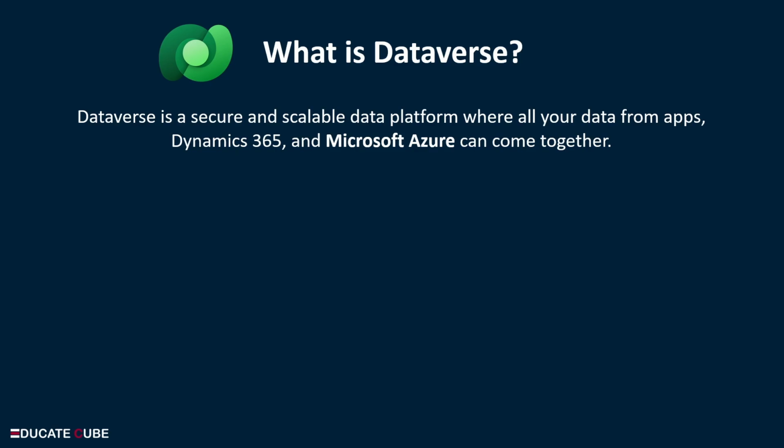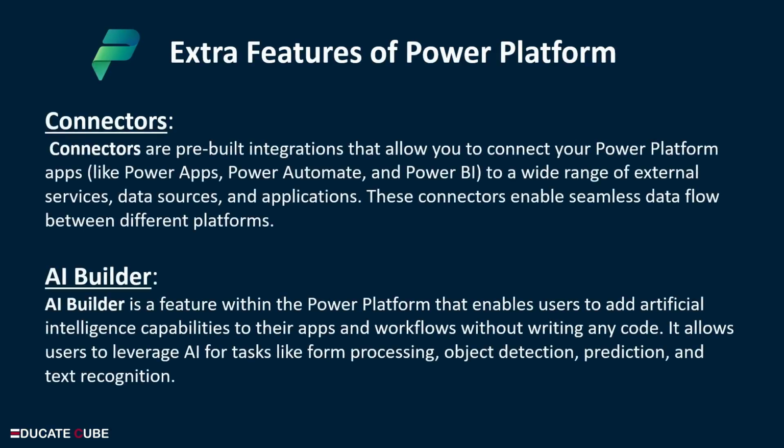And lastly, we'll discuss extra features of Power Platform which set it apart. First one is connectors. Connectors are pre-built integrations that allow you to connect your Power Platform apps like Power Apps, Power Automate, and Power BI to a wide range of external services, data sources, and applications. These connectors enable seamless data flow between different platforms.